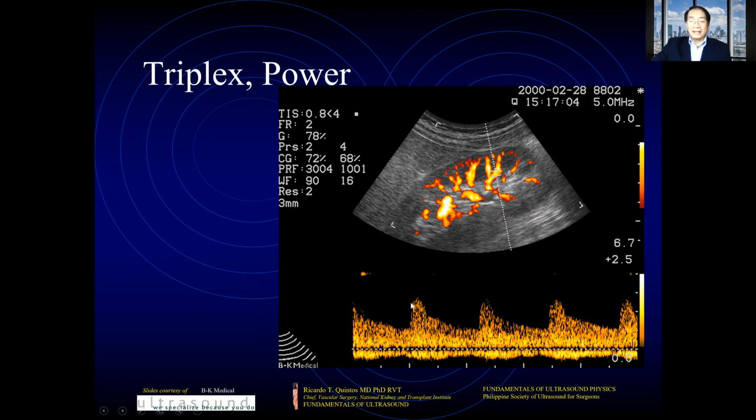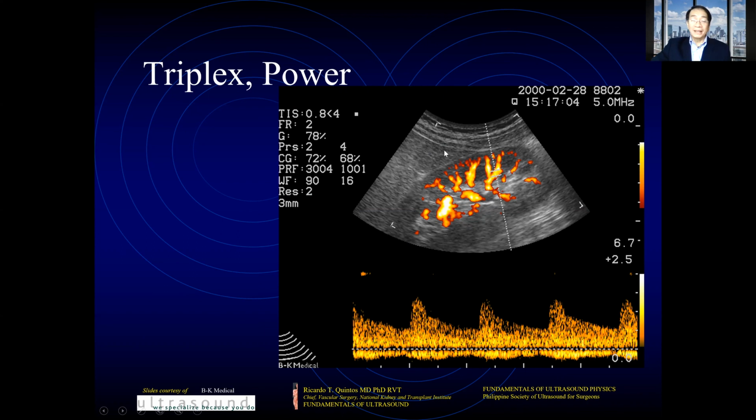Now, it is said here that this is the velocity, but this is pretty much the highest frequency, and this is the lowest frequency, and this is the negative frequency, which says that these are the particles or the frequencies that are moving away from the transducer. So this is now the triplex mode.